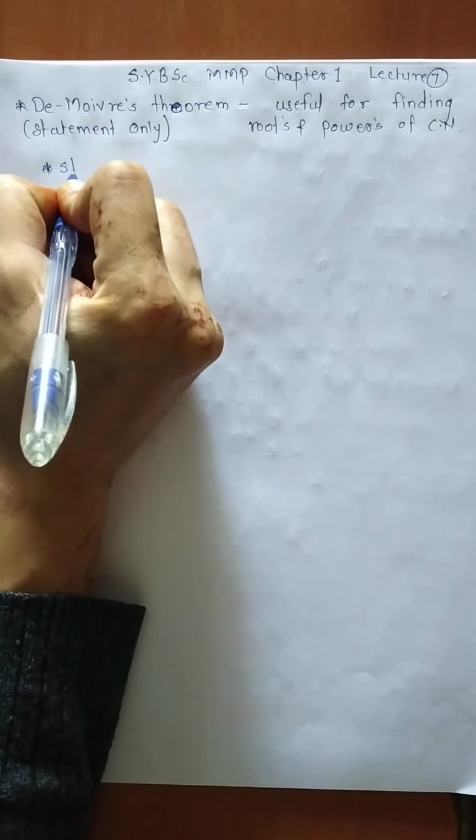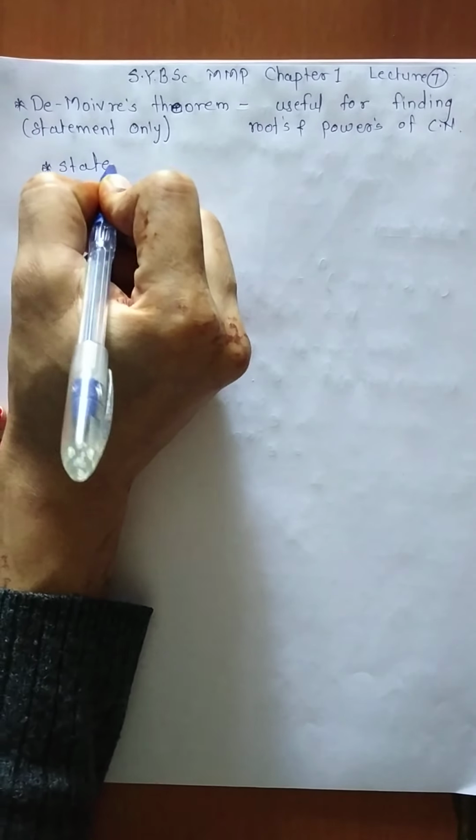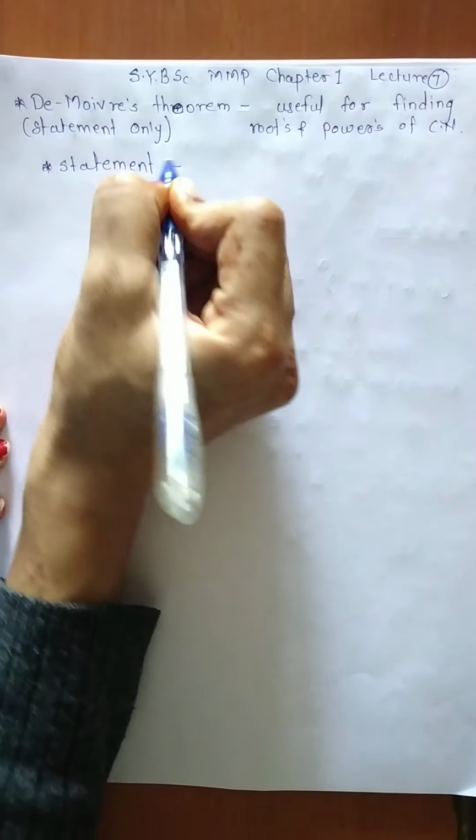Before going towards the statement, this theorem is used to find roots and powers of a complex number. Using this theorem we can find the nth power, or any power: square, cube, power 4, power 5. We can also find any nth root, meaning square root, cube root, fourth root. So any nth root can be found by using this theorem. Let's see what the statement of De Moivre's theorem is.